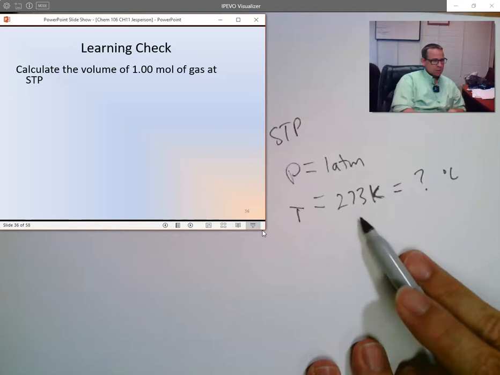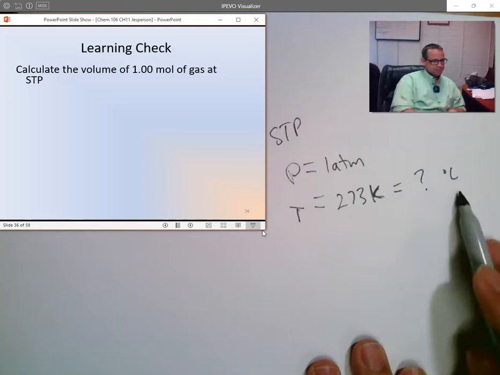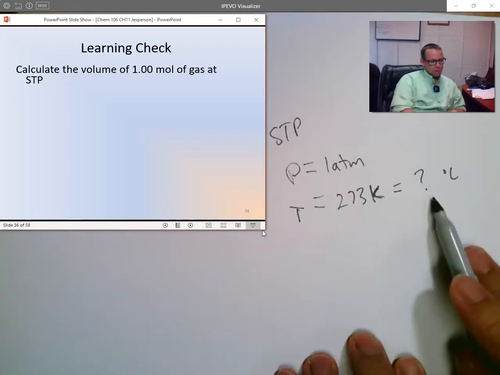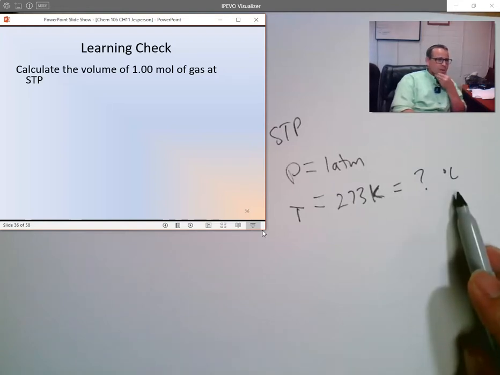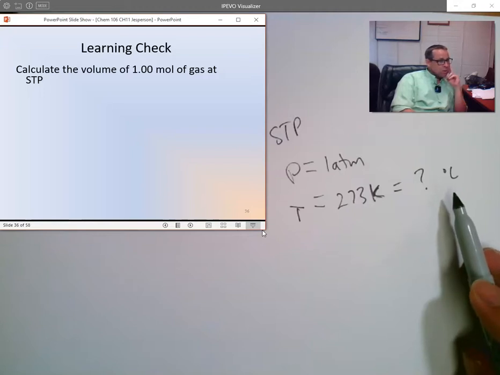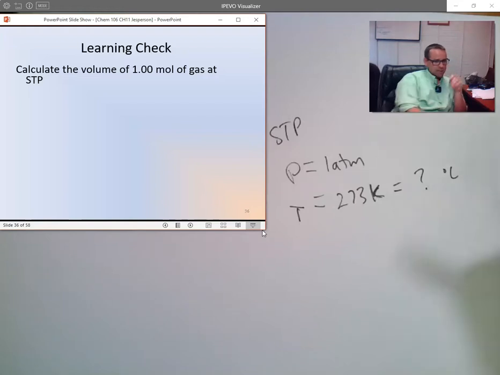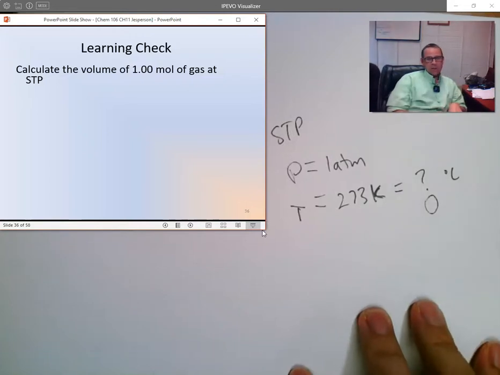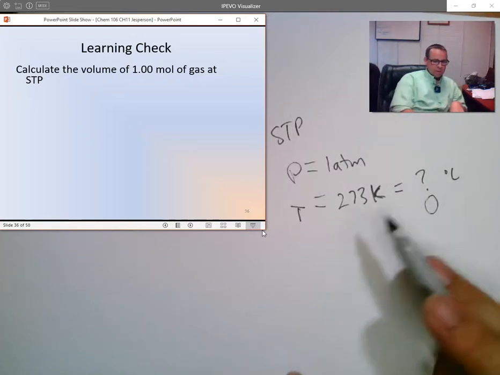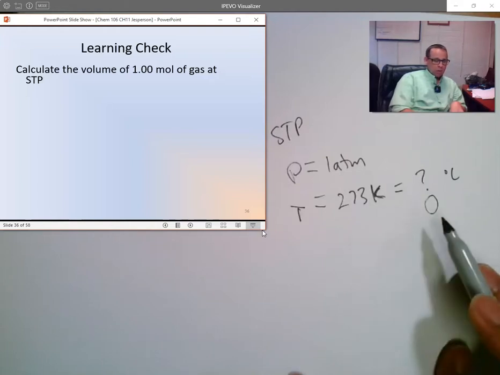If my temperature is 273 Kelvin, I go to the opposite and subtract T. That's right. So what would our Celsius be then? Robert, any ideas? 0. That's right. 0 degrees Celsius. So to go from Kelvin to Celsius, you subtract that 273, right?